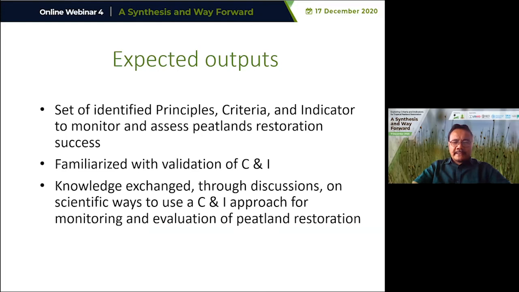So with that, we would like to familiarize ourselves, and next year we hopefully will be able to validate those, so that the knowledge that we are exchanging today and in the past three webinars will be useful for the betterment of our peatland, which is threatened, which is growing, but also facing a lot of pressure.